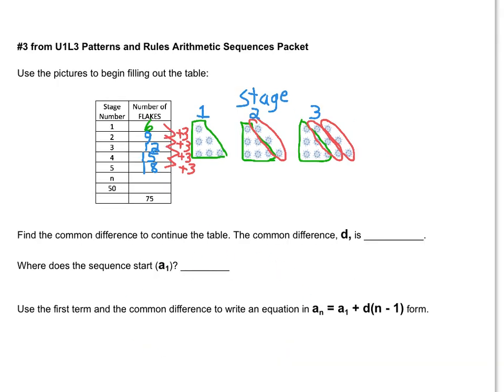So the first question says, find the common difference to continue the table. The common difference, d, is what? What do you think that is? You see that we're adding 3. Then you can say positive 3 or 3, doesn't matter. The reason we say difference is to find this answer. I would just take 18 minus 15. What is that? 3. 15 minus 12, 3. 12 minus 9, 3. 9 minus 6, 3.